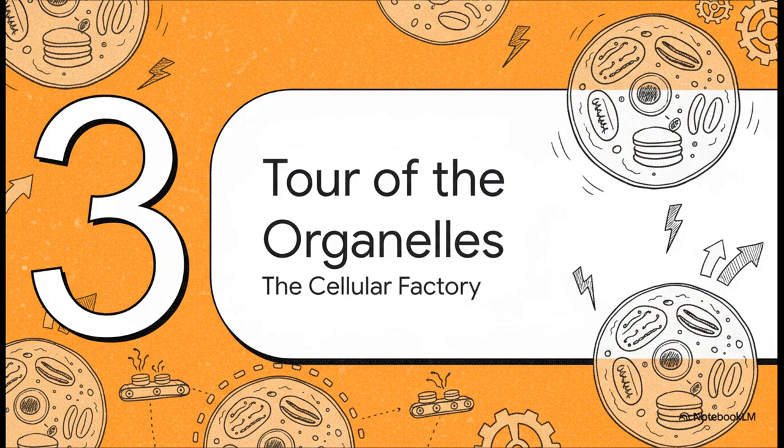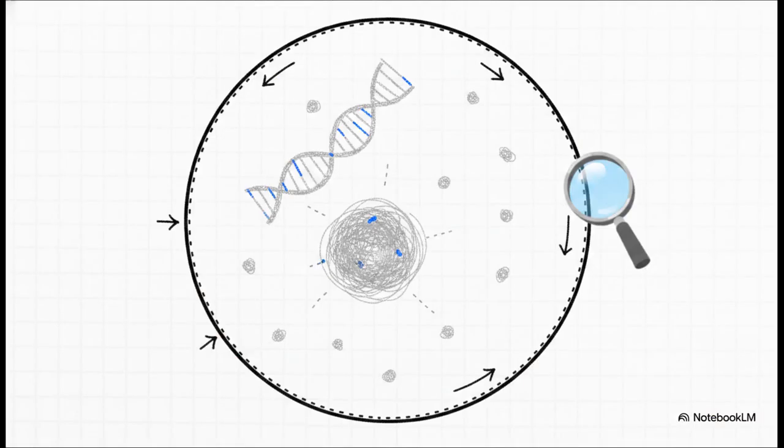All right, let's keep zooming in. Section 3. Tour of the organelles. Stepping inside the eukaryotic cell is honestly like entering a bustling, highly coordinated factory. And every factory needs a central management office, right? That's the nucleus. Surrounded by a protective nuclear membrane that strictly controls what enters and exits, this vault safely keeps the master blueprints.